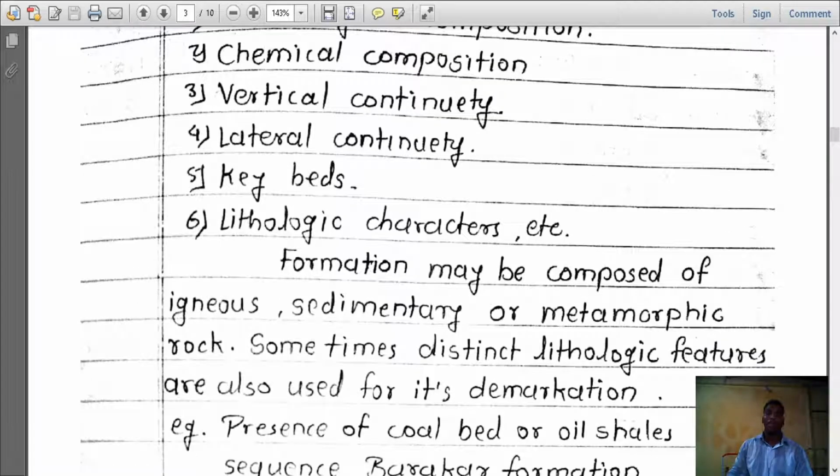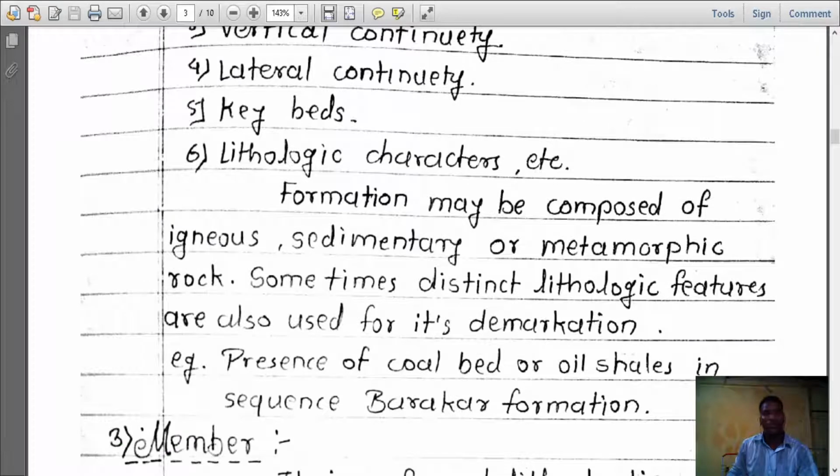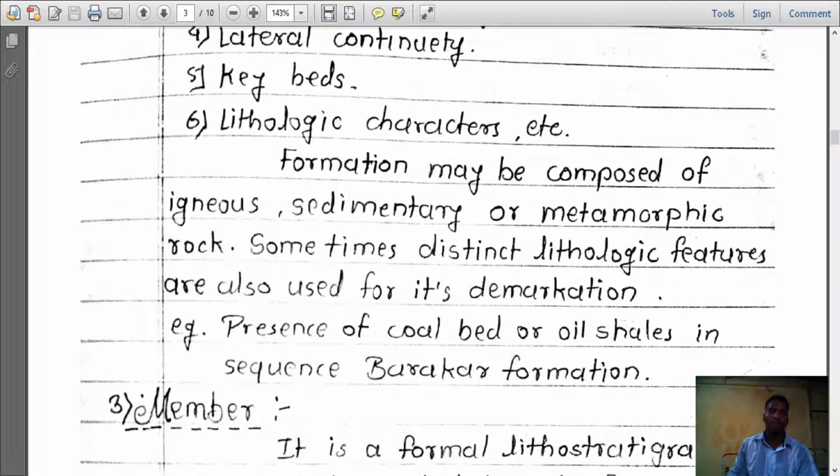A formation may be composed of igneous, sedimentary or metamorphic rock. Sometimes distinct lithologic features are also used for its demarcation, for example the presence of coal bed or oil shale in the sequence of the Barakar formation.